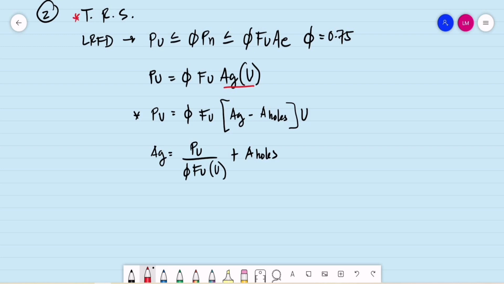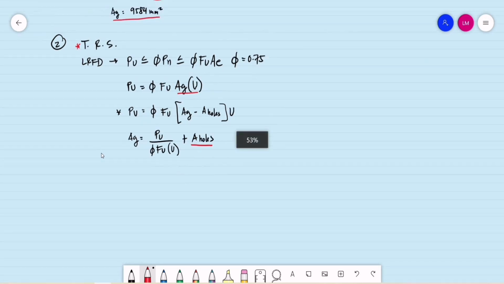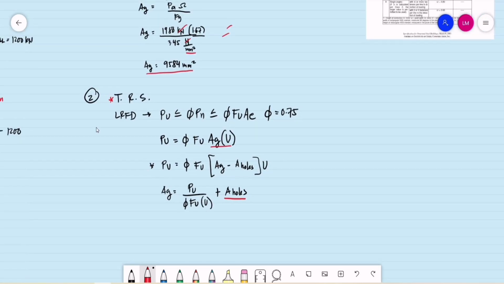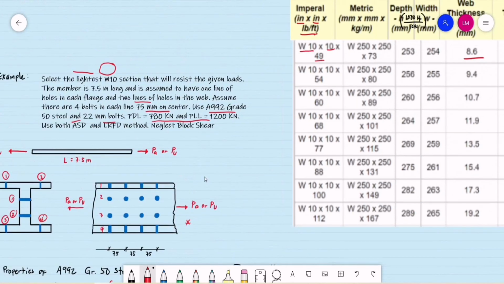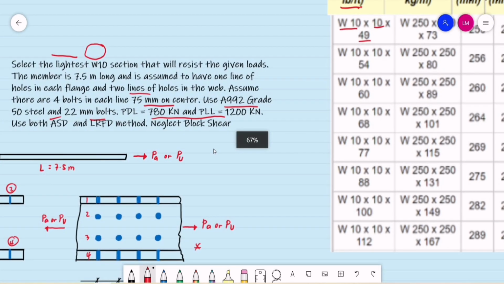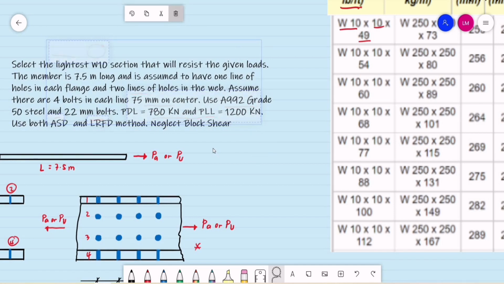So when it comes to the tensile rupture strength, TRS, one problem is that we don't have yet the area of the holes, for the reason that we don't have yet a section. So if we go back to our problem, we are to select the lightest W10 section.